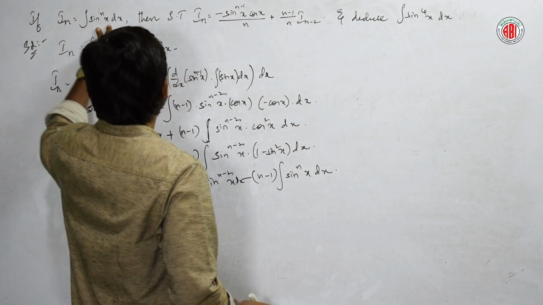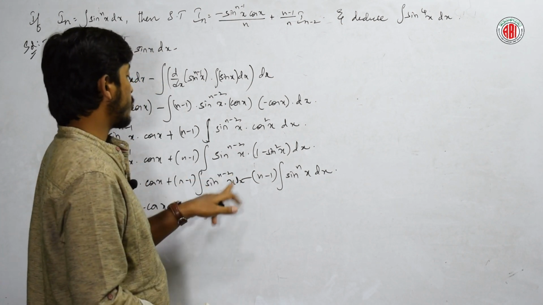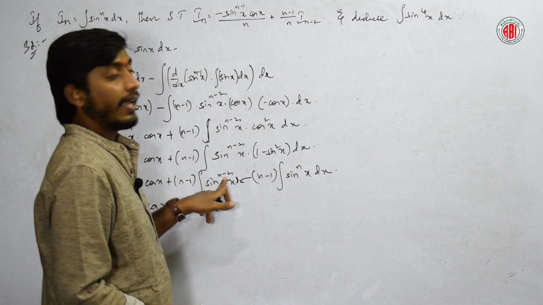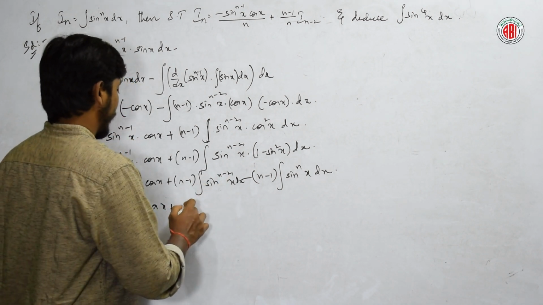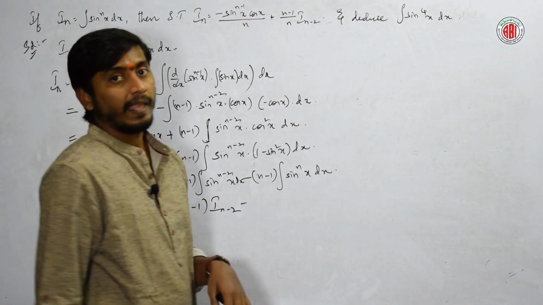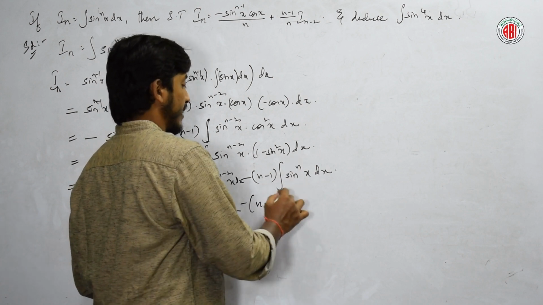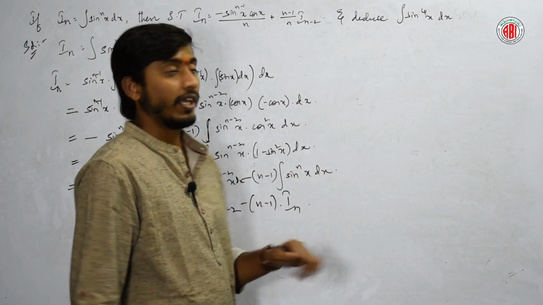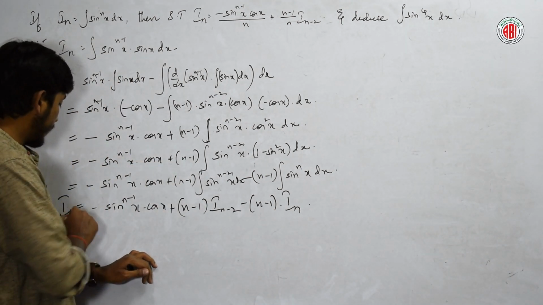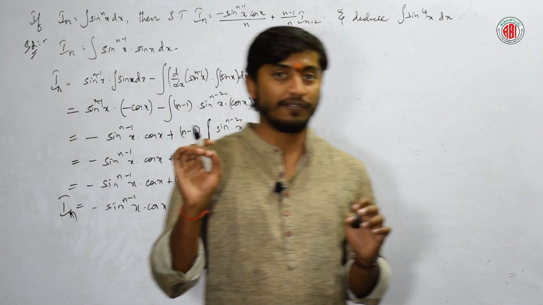If sin power n x dx integral is In, then sin power n minus 2 x dx integral is, instead of n we will write it as n minus 2. So this will be n minus 1 into I n minus 2. Right? And the next, minus n minus 1 into, what is this term? This is nothing but In. Okay, and this whole term is nothing but In. Yes, so we will take this In term to that side and simplify to find the value of In.